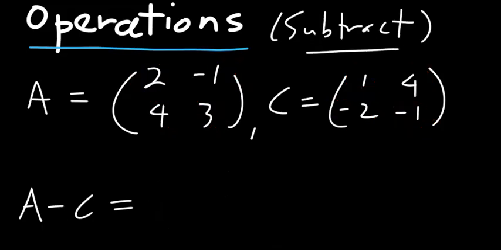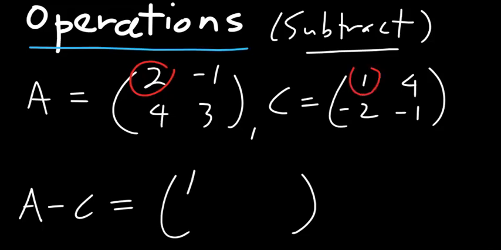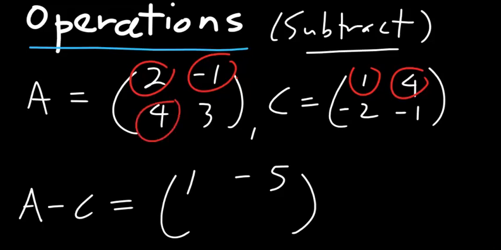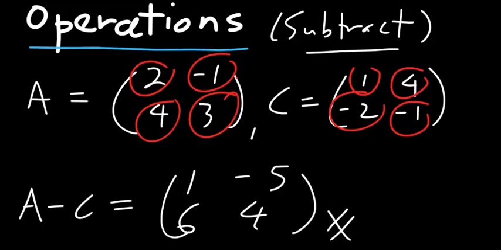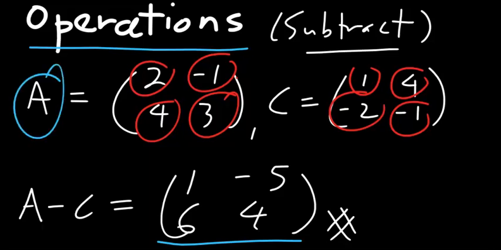It works the same way. So A minus C, you do element by element. 2 minus 1, so that's going to be 1. Minus 1 minus 4, so that is minus 5. 4 minus minus 2, so that's going to be 6. 3 minus minus 1, that's going to be 4. And you see that's the answer. As we have expected, the final answer is a matrix of the same order as the original two.